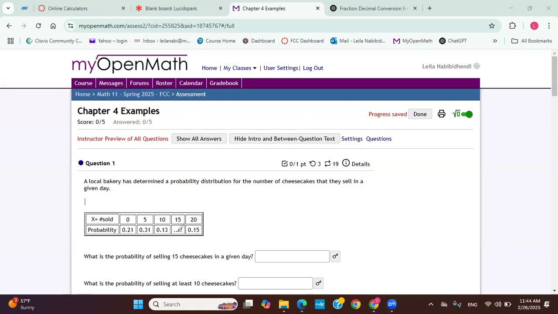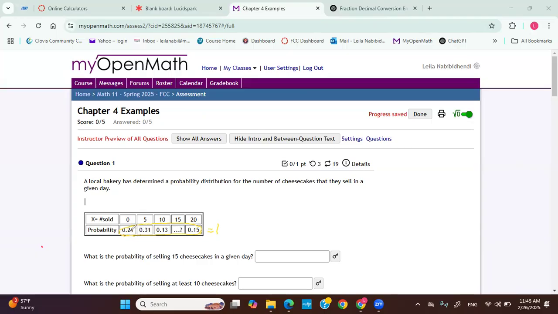So first of all, we need to complete the table. As we know, this is a probability distribution table, and probability distribution tables always have two properties. First of all, each probability must be a number between 0 and 1. As you see, all these numbers are from 0 to 1. And in every probability distribution, the sum of all probabilities must be equal to 1. Based on that, I can find this missing value.